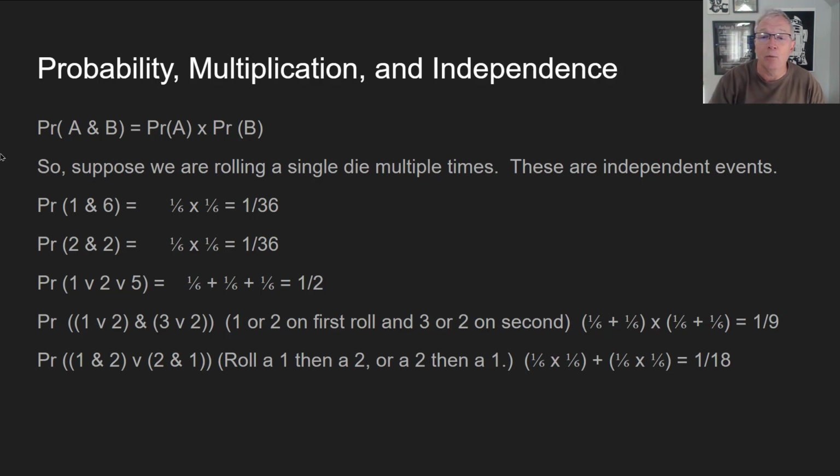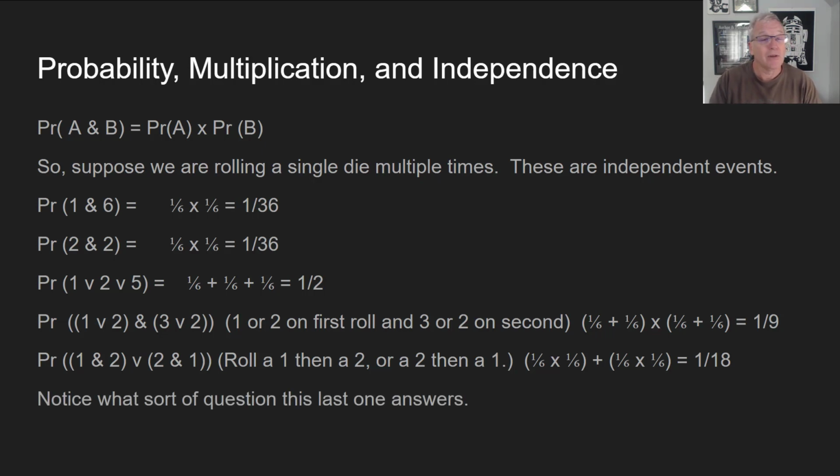And here's another more complicated one. What's the probability that you would roll a 1 and a 2 on 2 rolls, or you would roll a 2 then a 1 on 2 rolls? Notice how the signs have switched, and notice how the line here says something different than the previous line. So look at the notation and look at the English and think through how the concepts are different. In this case, the odds are 1 out of 18 when you run the math. Now we're using the addition rule and the multiplication rule. Notice what sort of question this last one answers, and notice how they're different.